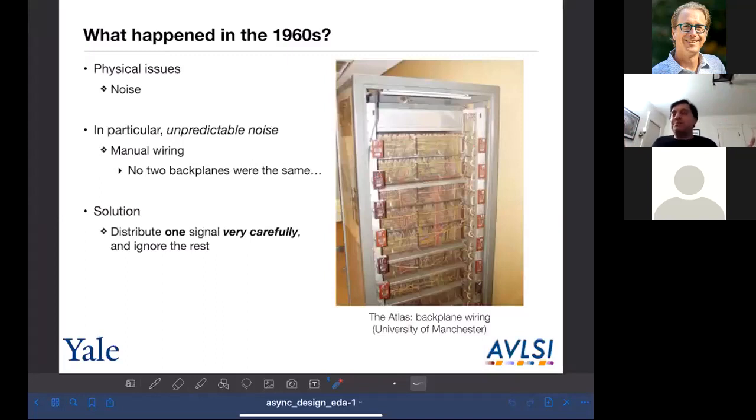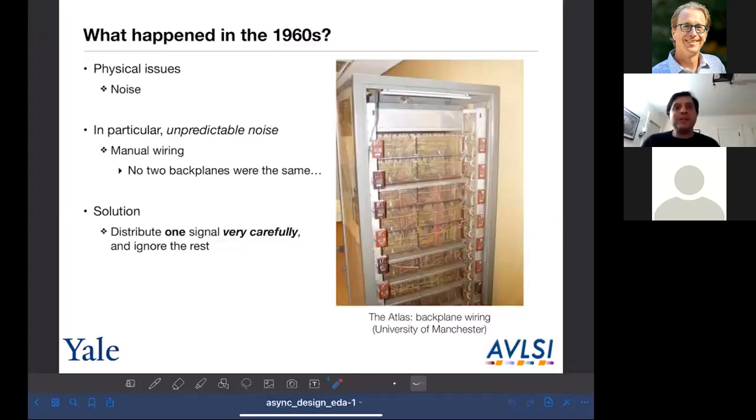And then somebody had a brilliant idea. They said, look, this is a mess. What we're going to do is something very simple. We're going to take one signal, the clock, and prescribe exactly how this signal is run. It's going to be run very carefully, and everyone is going to run it the same way on every backplane. Everything else we don't worry about, because we'll run the clock slow enough that all the noise will settle down, and then we can sample the state and everything will operate reliably. That was great, we solved this big problem, and that's kind of how everybody switched over to synchronous logic.